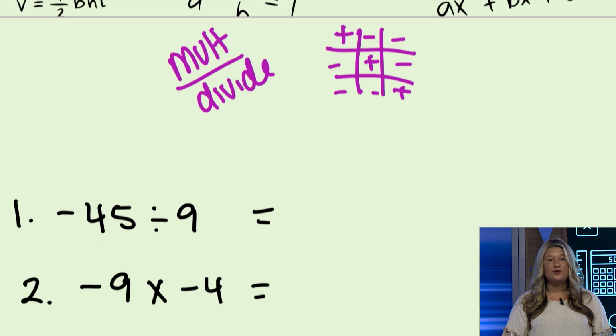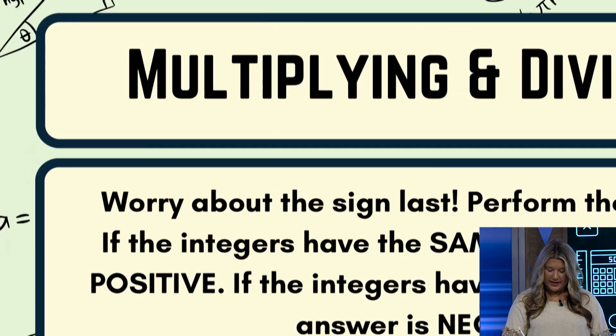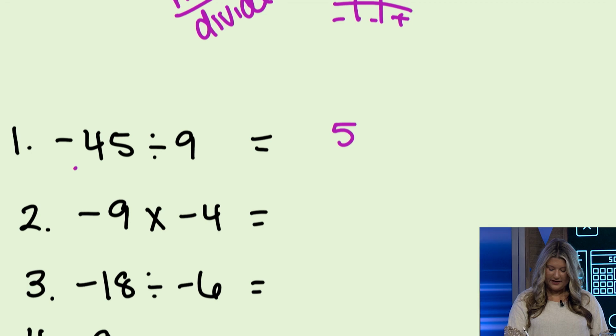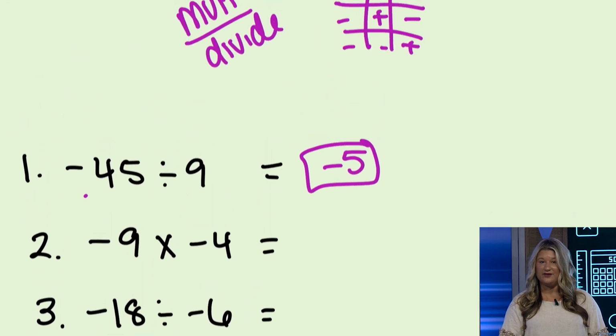So -45 divided by 9. 45 divided by 9 is 5. And we had a negative and a positive. So if I go negative here, this is what I'm looking at. A negative and then a positive equals a negative. So we have -5 as our answer. We have -9 times -4.